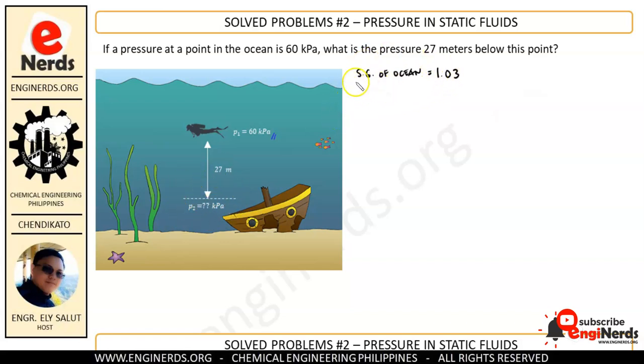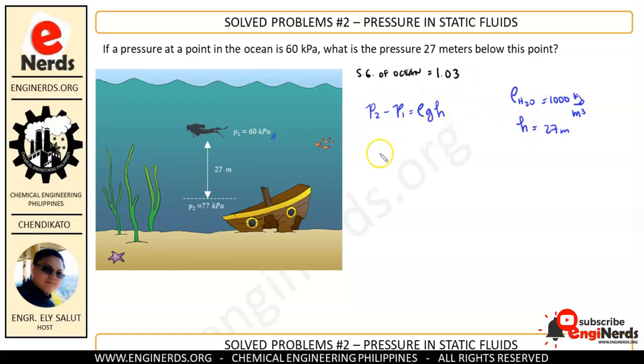I have already written here the specific gravity of the ocean or salt water, which is 1.03, because we will need it in our calculation. We learned from our lecture that for pressure variation, we have P2 minus P1 is equal to rho g H. This is our working equation. We have here the specific gravity, so we multiply it by the density of water to get the density of our ocean or salt water. The density of water is 1,000 kilogram per cubic meter. And our height is also given, which is 27 meters.